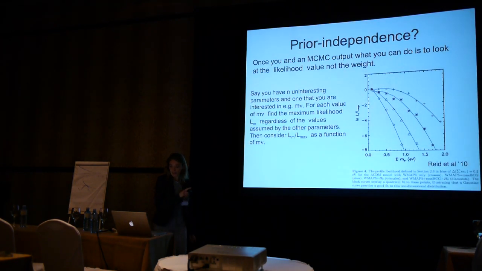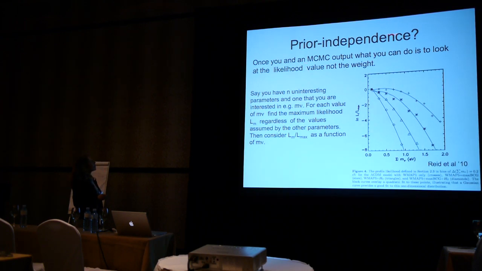Let me go back to the prior and then I'm done. So if you want to figure out how much dependence on the prior there is, an easy thing to do is you take your output and you look at the value of the likelihood and not the weight. And if you have some uninteresting parameter, you may want to do the profile likelihood ratio. That is, say you have an interesting parameter, say the sum of neutrino masses. For each value of the sum of the neutrino masses, find the maximum likelihood regardless of the value assumed by all the other parameters, and then consider this ratio as a function of the sum of neutrino masses.